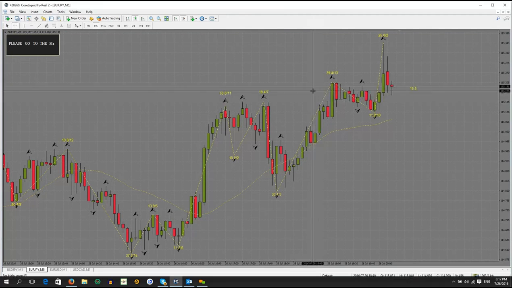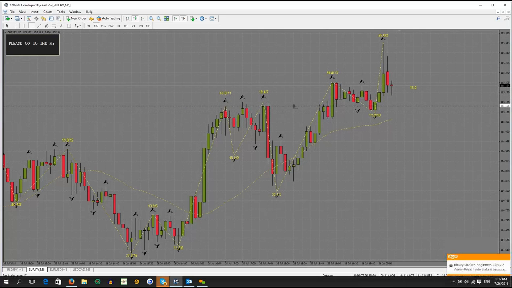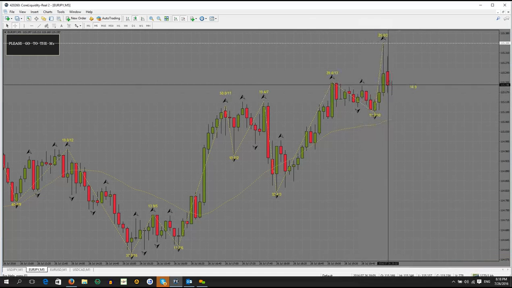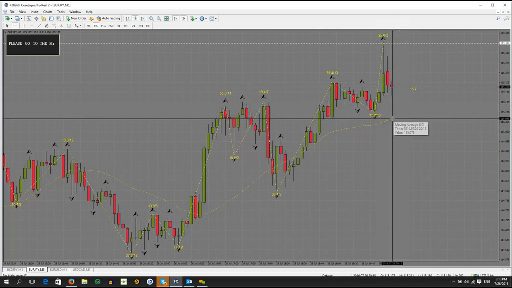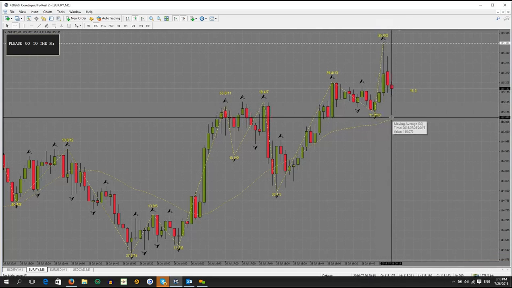On Euro Japanese yen, we make a short analysis. We are watching the 5-minute chart because we are interested in the levels of support that happened 1 hour, 2 hours, 3 hours, 5 hours ago. We are not interested in the levels of support and resistance that happened 20 hours ago or 2 days or 3 days ago. We are taking action on binary options with short expiration time.